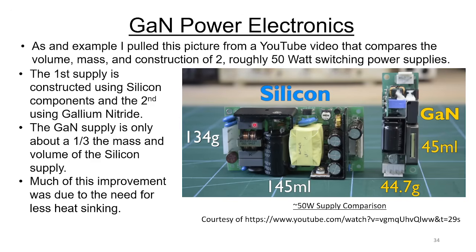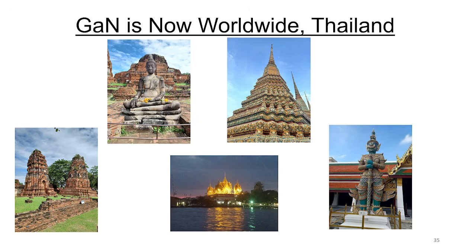And let's take a look at this photograph here. You can see that the silicon supply is about 134 grams, where the gallium nitride supply is roughly 45 grams. And you can see the size difference also. The circuitry, if you watch this video here, is not exactly the same, but it's very, very similar. So gallium nitride is now worldwide.